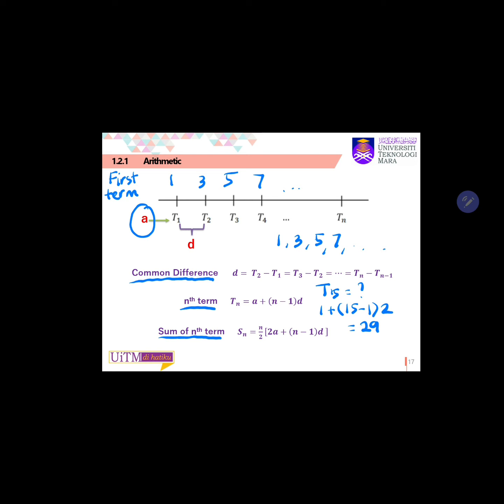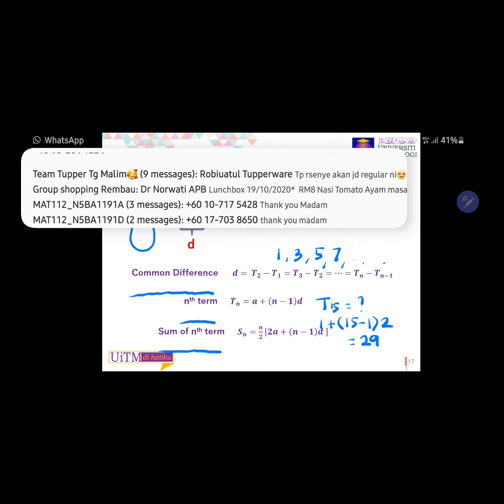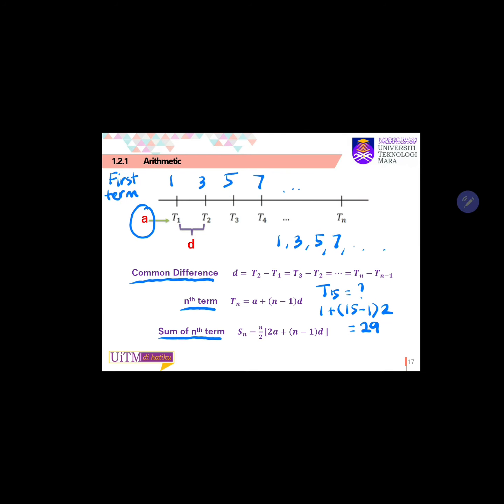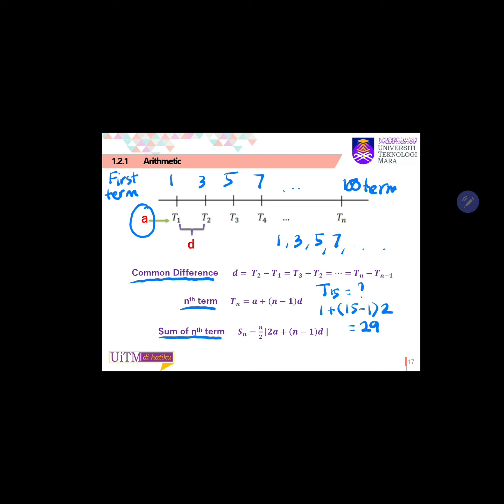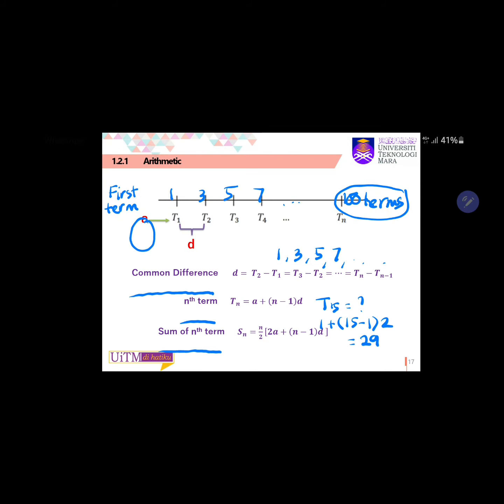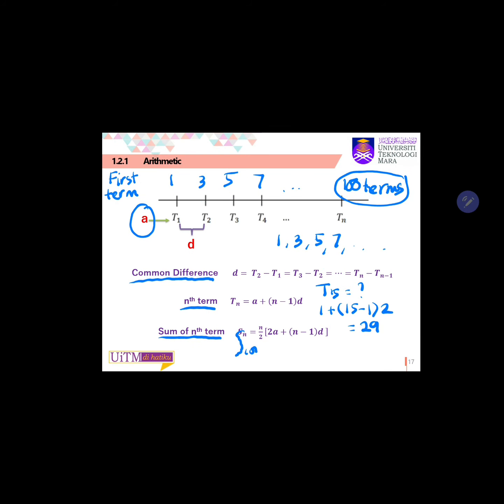But what if you have so many terms? Let's say you have 100 terms here. You can't add up 100 times, right? Therefore you need to use this formula, with n as 100.